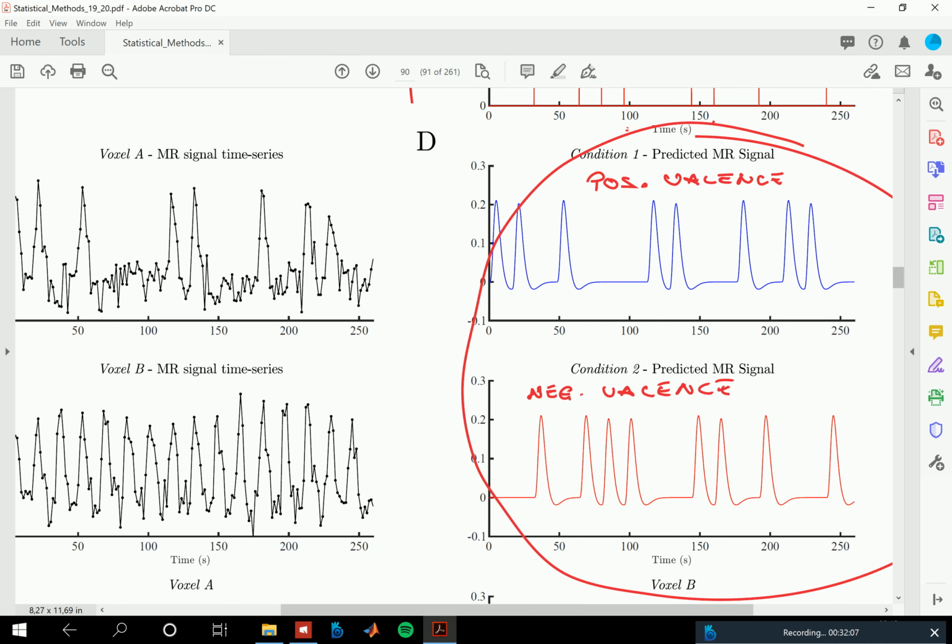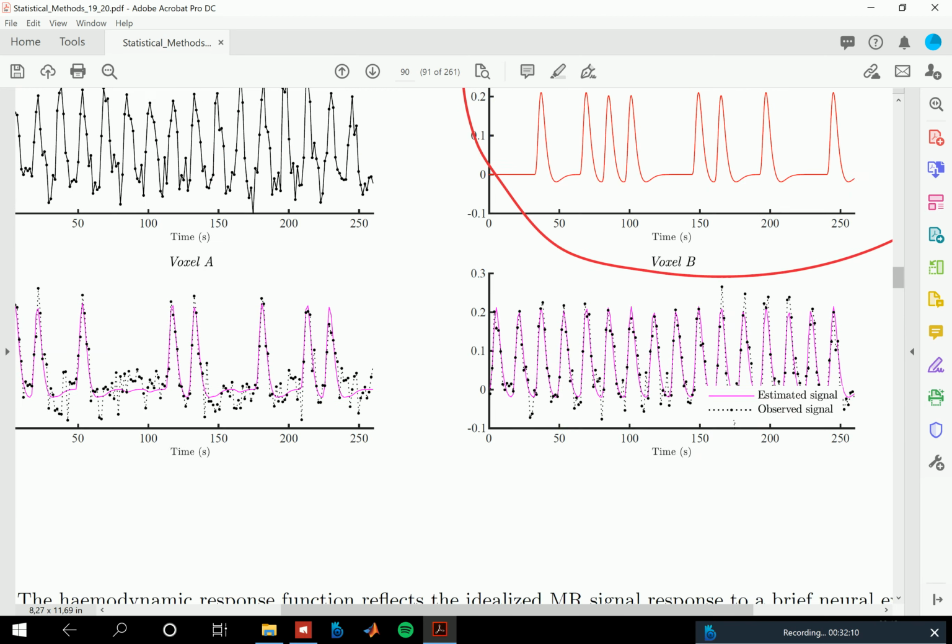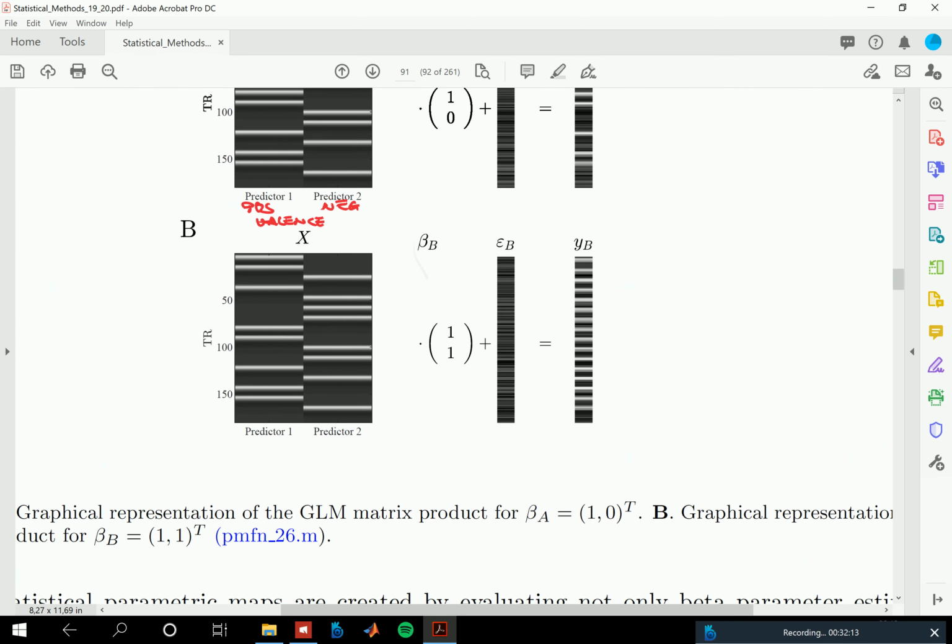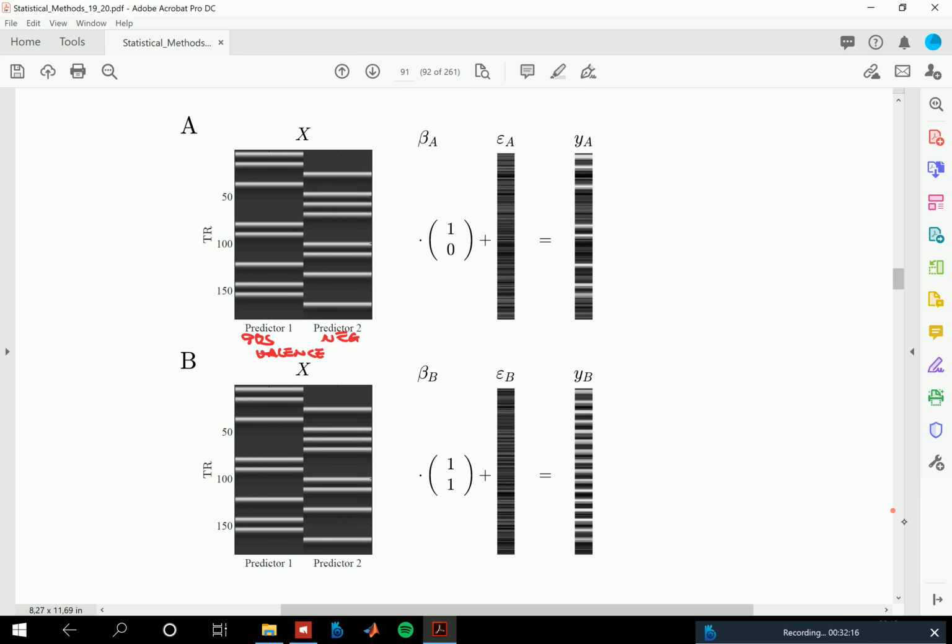So basically, you can also think like you view these two from above, if you want. But the important thing is to appreciate that these are the predicted time series. So this is the predicted time series of positive valence, and this is the predicted time series of negative valence. And these predicted time series, of course, have many different names. They are also called predictors, like I called them here. They are called regressors. They are called columns of the design matrix. They are called time series of the independent variable. It's all the same thing. Columns of the design matrix, that's the important thing. Regressors or predictors.